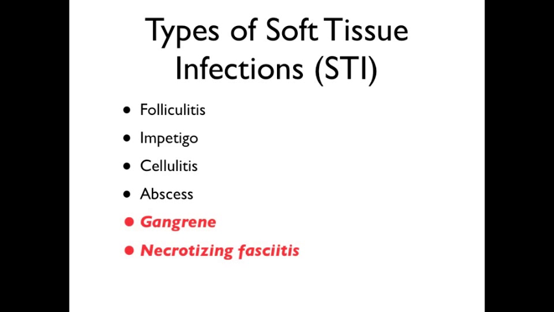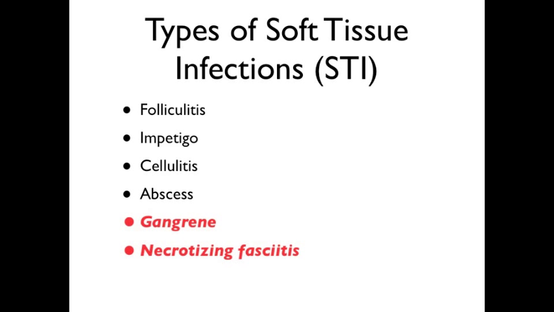Alright, we're going to talk about soft tissue infections. Now, there's several different classifications. You can have folliculitis, which is some infected hair follicles. Impetigo, if you've got kids, you know what this is like. Cellulitis, which is a skin infection, and abscess, which is, I think, self-explanatory. We'll go into details of each one of those. And then I'm going to mention these last two, the ones in red, gangrene and necrotizing fasciitis.